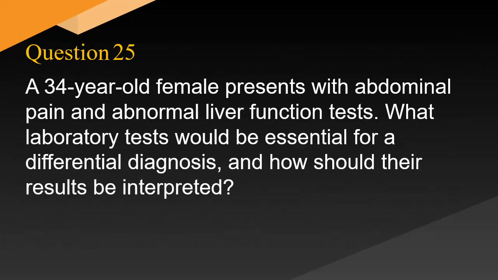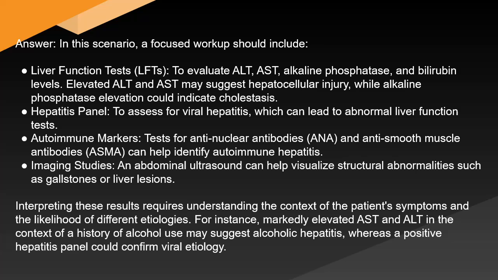A 34-year-old female presents with abdominal pain and abnormal liver function tests. What laboratory tests would be essential for a differential diagnosis, and how should their results be interpreted? Answer: In this scenario, a focused workup should include liver function tests (LFTs) to evaluate ALT, AST, alkaline phosphatase, and bilirubin levels. Elevated ALT and AST may suggest hepatocellular injury, while alkaline phosphatase elevation could indicate cholestasis.